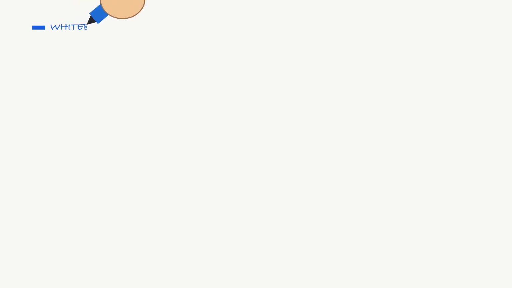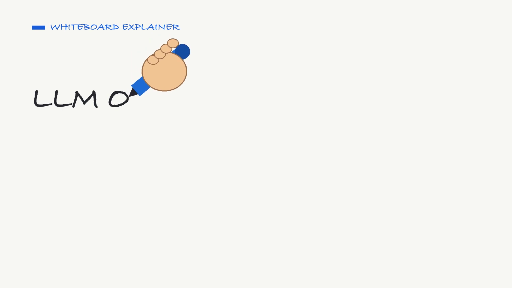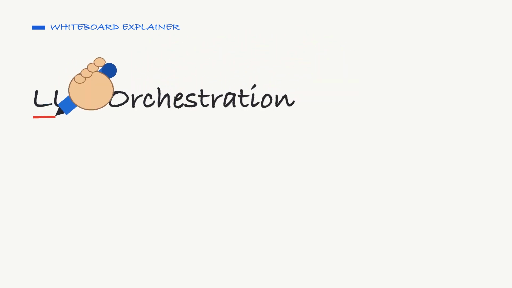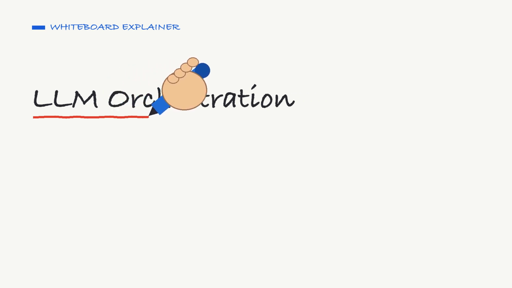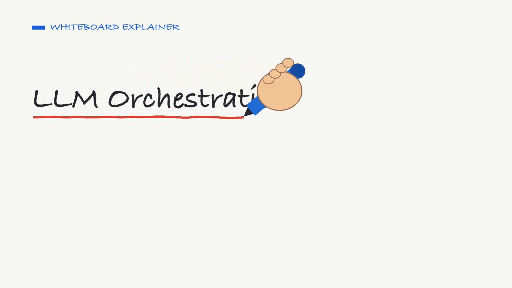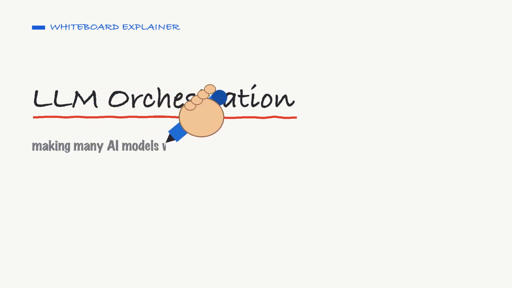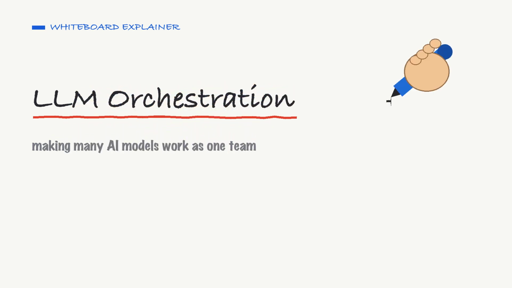Large language models are powerful, but on their own, they only go so far. Real AI applications need many models, prompts, tools, and data working together smoothly. That coordination has a name: LLM orchestration. In the next 10 minutes, we'll break down what it is, how it works, and the frameworks that make it possible. Let's draw it out.